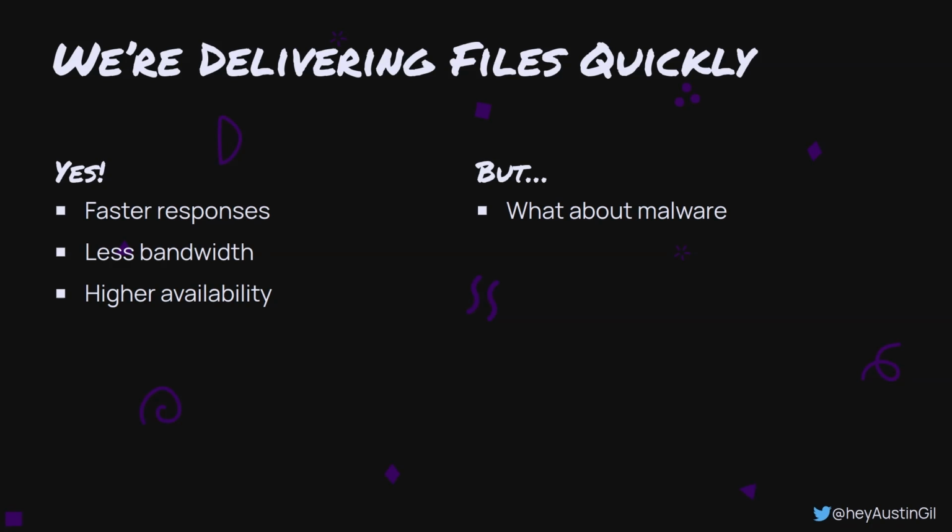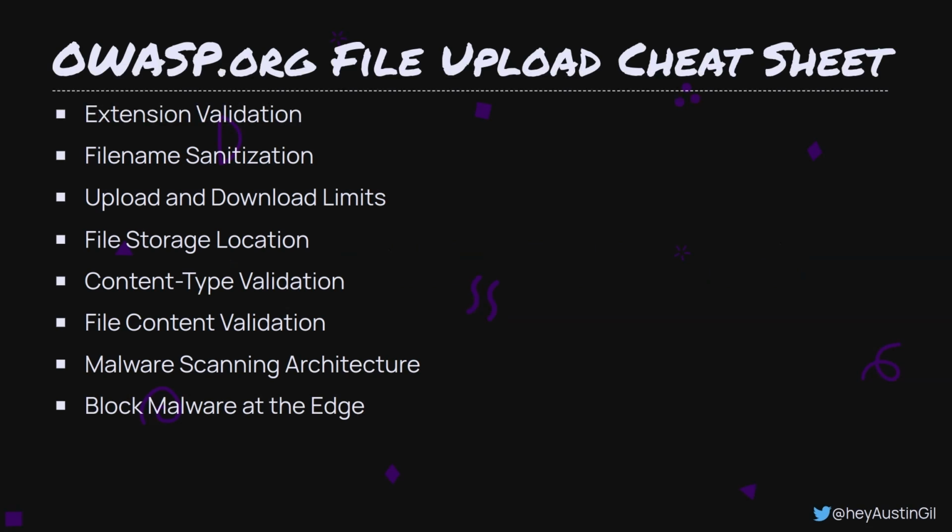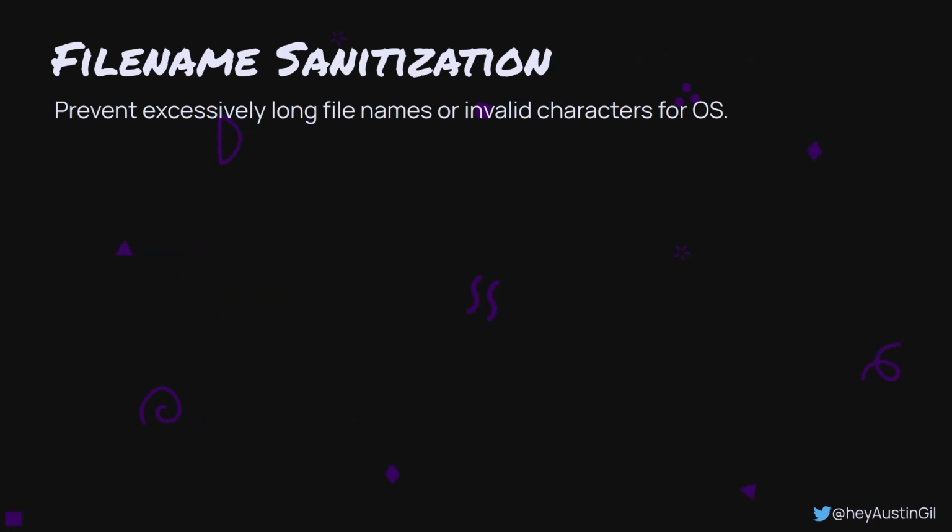But we still haven't addressed the elephant in the room, and that is what happens if we have bad actors that are trying to upload malware. And that's where we have to focus on securing our application. Fortunately, there are organizations like OWASP.org that provide cheat sheets conveniently, like the file upload cheat sheet, for what to do. And so I'm going to walk through all of these steps and show you how we can do this in our Node application. So first, we have file name sanitization.